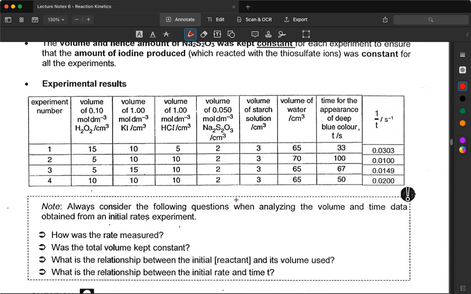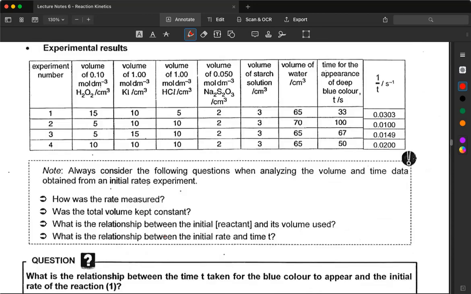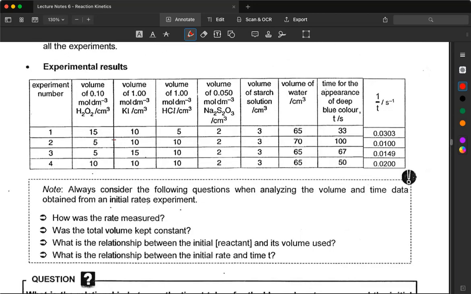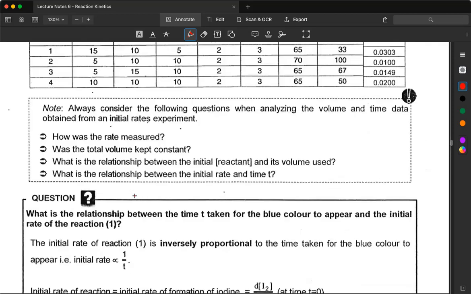Here are some questions to ask when analyzing the data. How is the rate measured? Why was the total volume kept constant? What is the relationship between the initial concentration of reactant and the volume used, and the relationship between initial rate and the time? Let's start off with this.